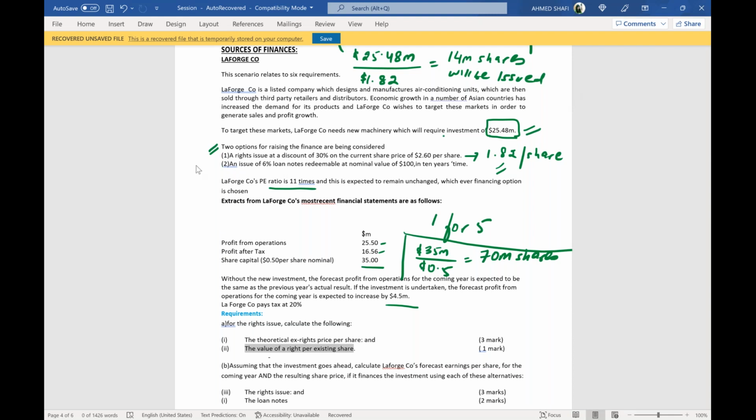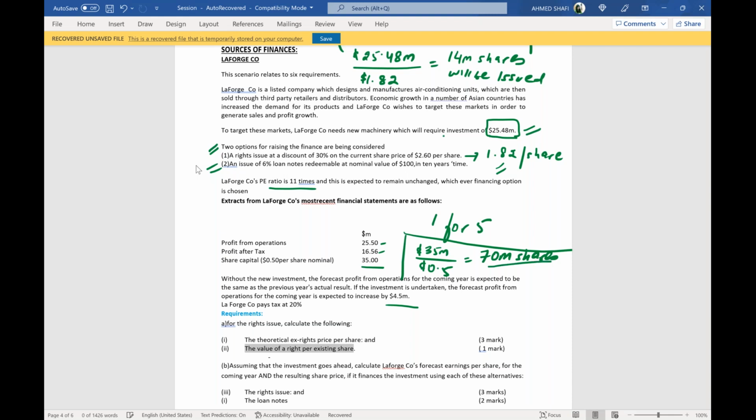The other option is issue of 6% loan notes redeemable at nominal value of 100. Laforge's P/E ratio is 11 times. This is expected to remain unchanged. Extracts from Laforge's most recent financial statements are: profit is 25.5 million, PAT 16.56, share capital is 35 million with nominal value 0.5 per share.